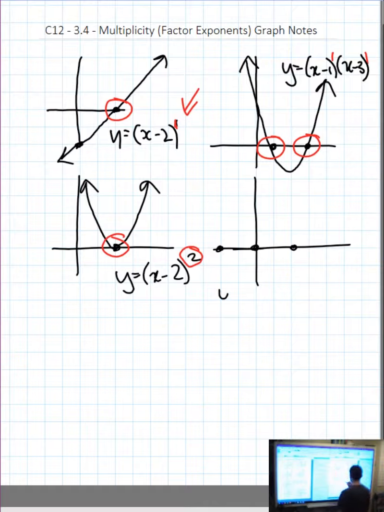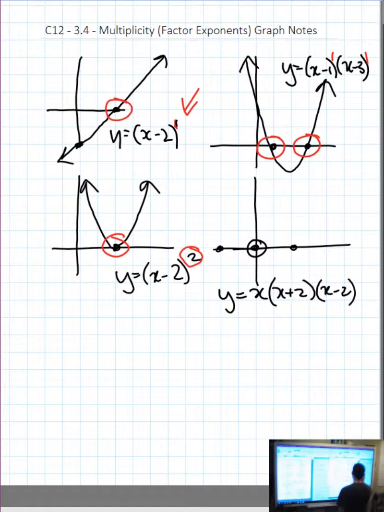Therefore, the equation would be y equals our first x-intercept. Let's go for the one at 0 first. It's just going to be x. I could say minus 0. And then one at negative 2, so x plus 2. And then one at 2, so x minus 2. And all of those have exponents of 1. So they're going to go straight through.